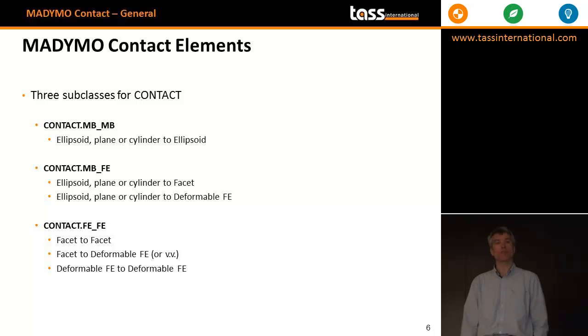And then the last one is a contact FE-FE. That can be either a contact between two facets, so for that you will need material contact characteristics. The deformation is handled by the contact, not by the material. The second one, a facet to deformable FE, or vice versa, is also an example of an FE-FE. That is a little bit more complicated, because there you also have the deformation of the FE mesh itself. Or you can have a contact between a deformable FE and a deformable FE. Those are typically used for adaptive or penalty-based contacts.